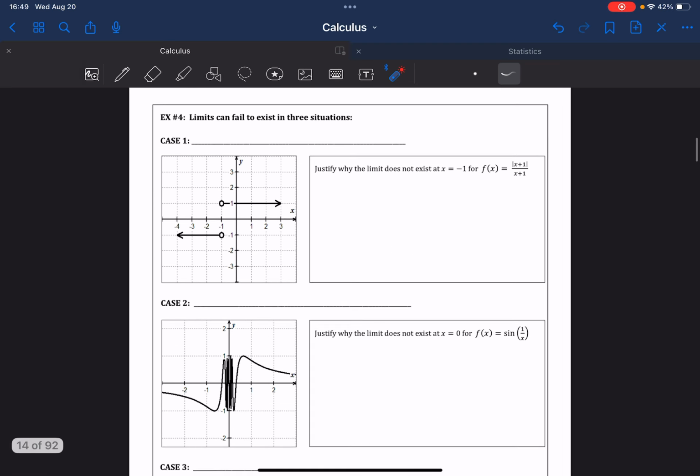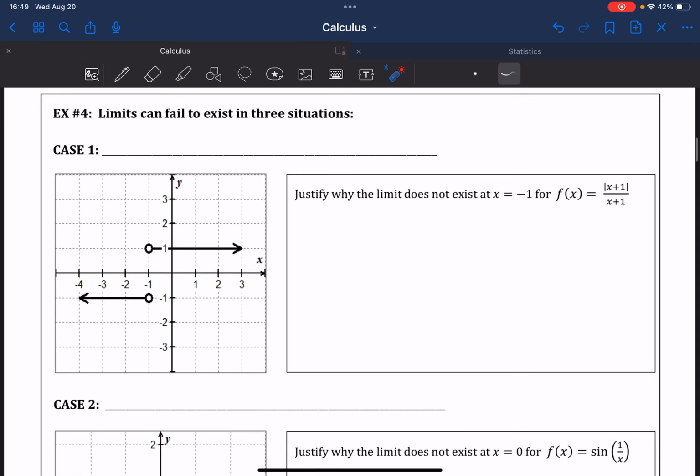Okay, now let's look at example 4. Example 4 talks about 3 cases where the limit fails to exist, so does not exist. The first case is when the limit is different on either side.